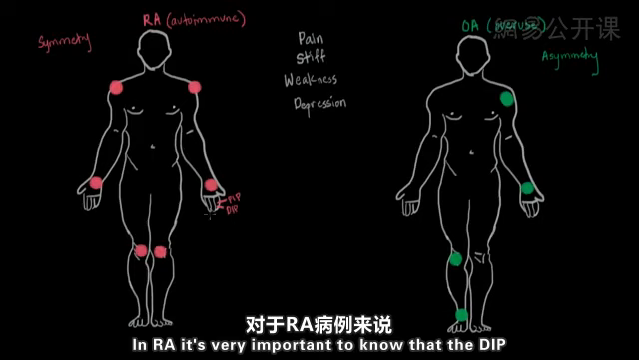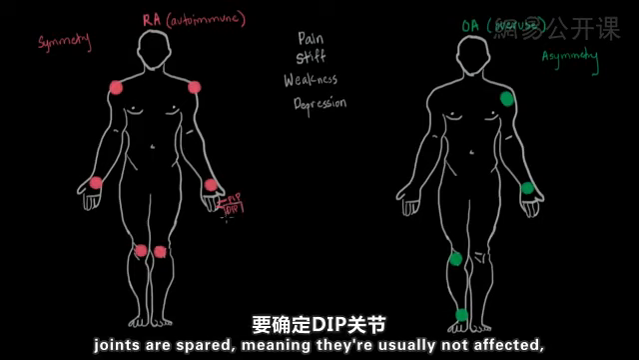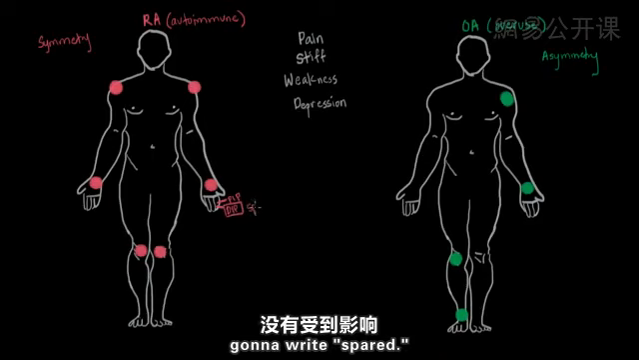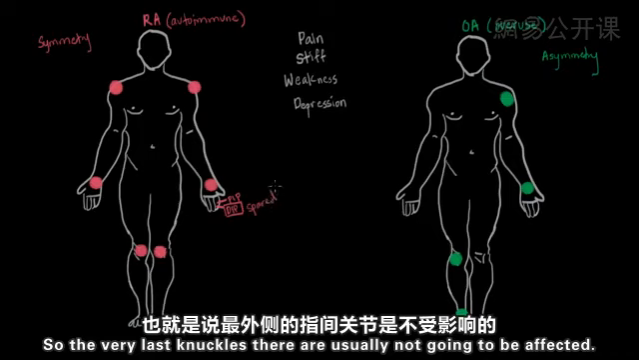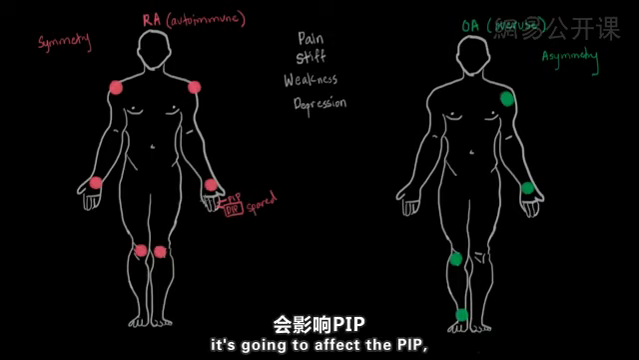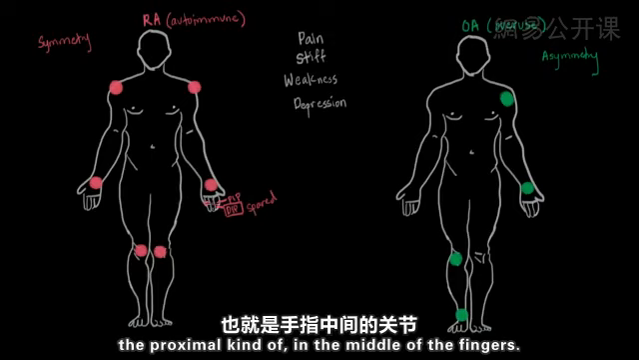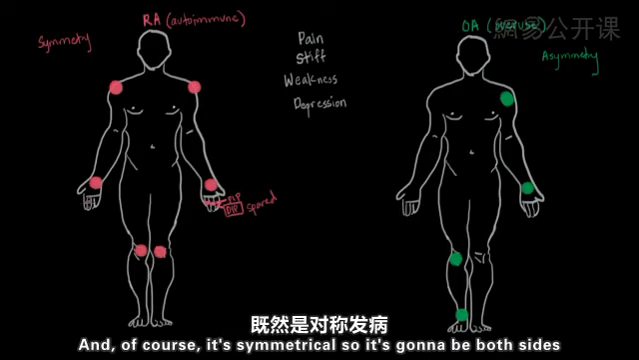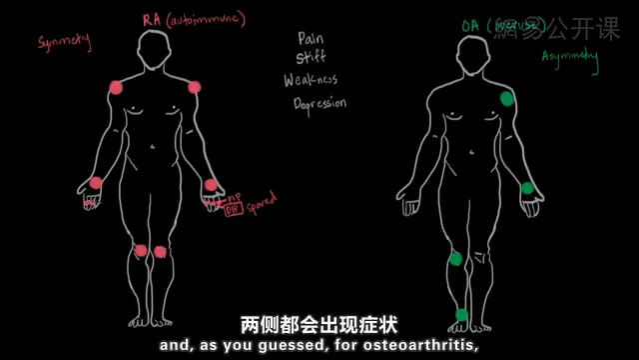So in RA, it's very important to know that the DIP joints are spared, meaning they're usually not affected. I'm going to write spared. So the very last knuckles there are usually not going to be affected. When RA affects the joints in our hands, it's going to affect the PIP, the proximal, kind of in the middle of the fingers. And of course it's symmetrical, so it's going to be both sides.